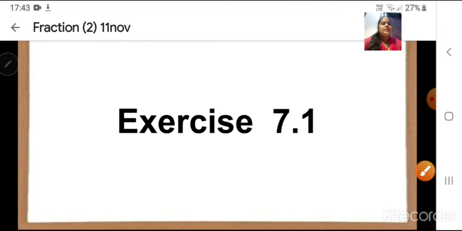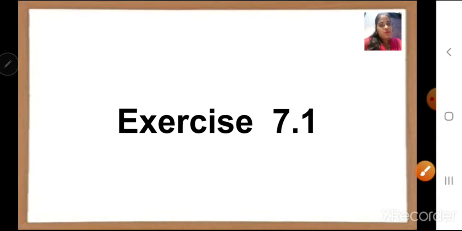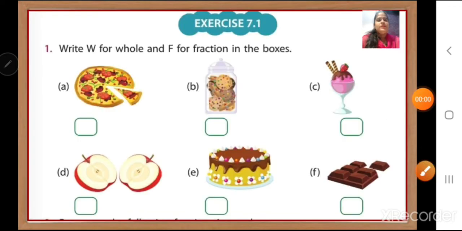Now take out your textbook. We are going to start with our exercise 7.1. Children, this exercise 7.1 we are going to solve it in our textbook. Okay. Question number 1 is write W for whole and F for fraction in the boxes. So we have to find out whether the given figure is whole or a fraction.